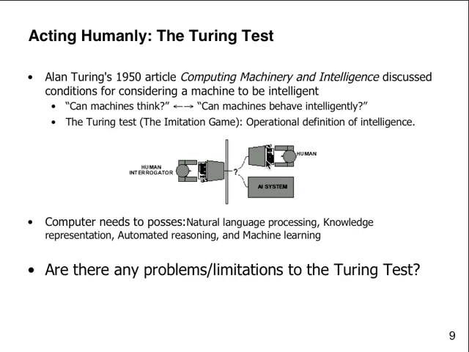So computers need to possess natural language processing. In order for this to work, they have to possess natural language processing, knowledge representation, automated reasoning, and then machine learning. So those are the concepts that we're covering this weekend, actually, in terms of the definitions of them and how they fit into the AI realm. So are there any problems or limitations to the Turing test? Tons of them, actually, because not everything does natural language processing.